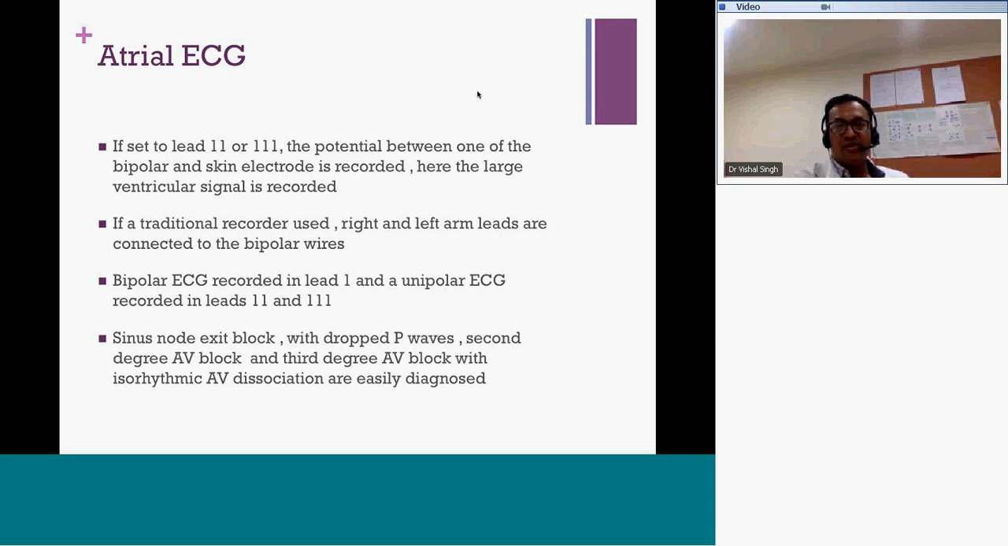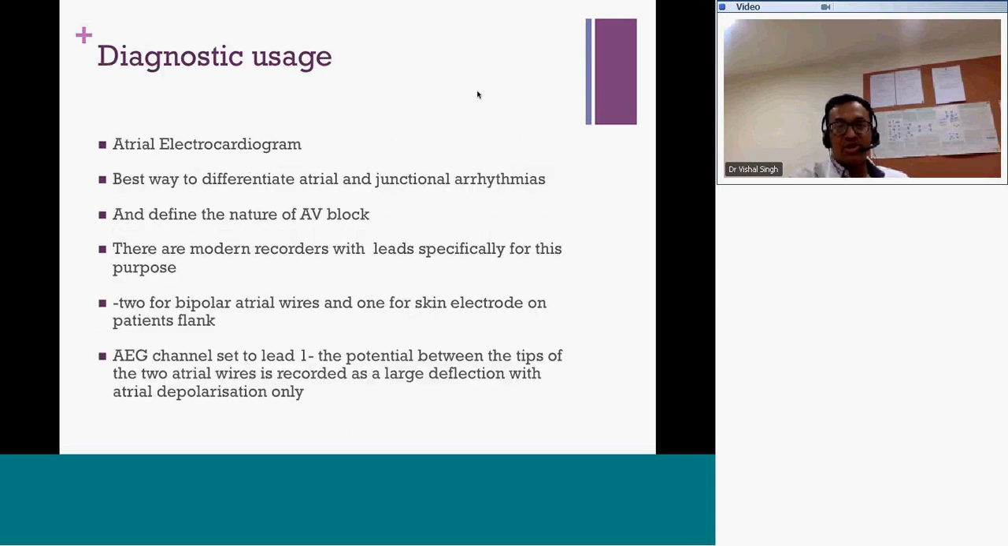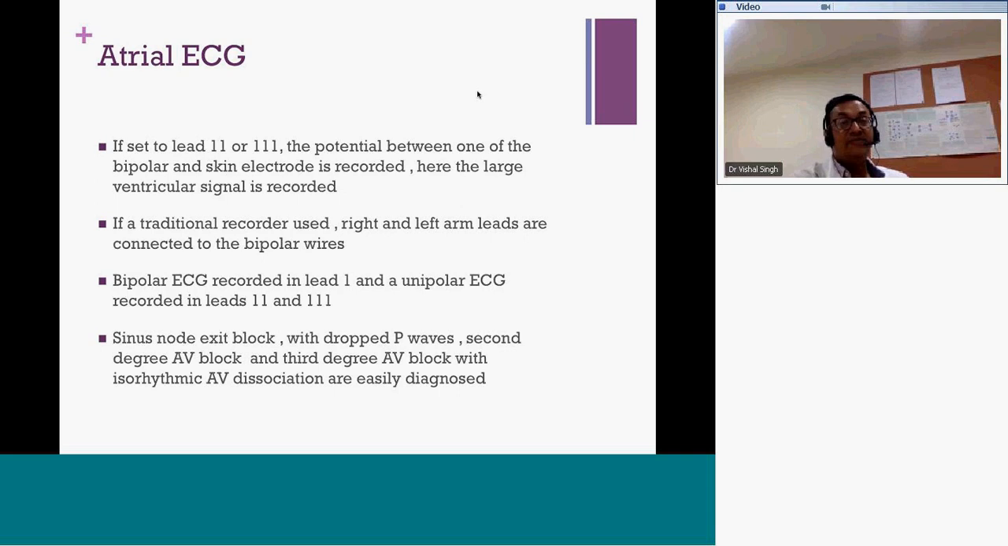Now, the spike is between the tips, if it's set to lead 1, for example, as I just mentioned. If set to lead 1, the potential between the tips of the two atrial wires is recorded as a large deflection with atrial depolarization only. This is important to remember, and then you will see the ventricular depolarization after that. And if set to lead 2 or 3, the potential between the bipolar and skin electrode is recorded. A large ventricular signal is recorded. Okay, so I'll just show that to you as an illustration.